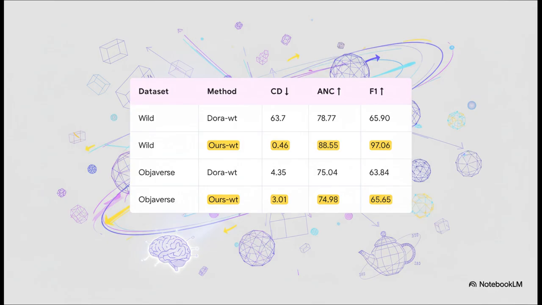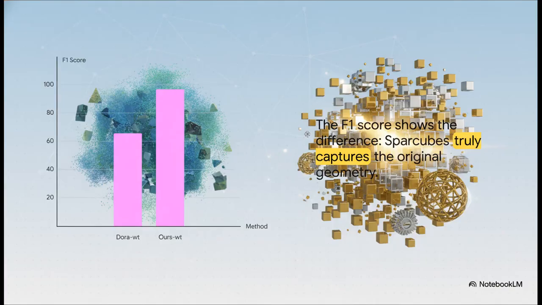And look at the F1 score, which basically asks, did you keep all the good stuff and not add any junk? It's 97 for Sparc3D versus 66 for the old way. I mean, the numbers speak for themselves. Yeah, let's just put that F1 score on a chart because you really need to see it to believe it. On the left, that's the old state of the art. And on the right, that's Sparcubes. It's not even a competition.